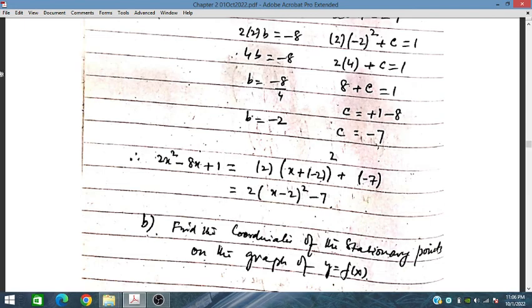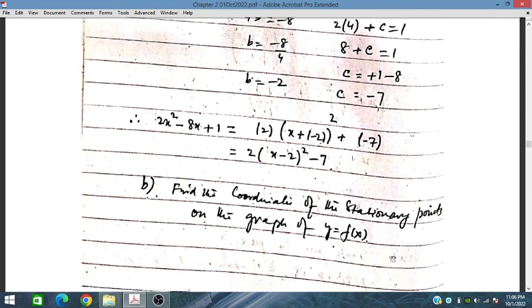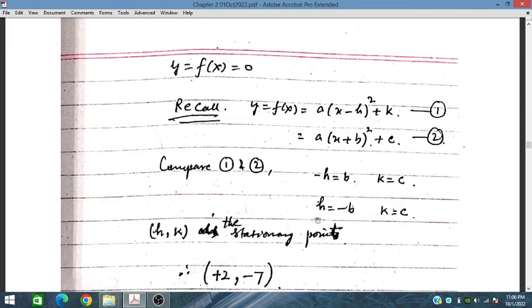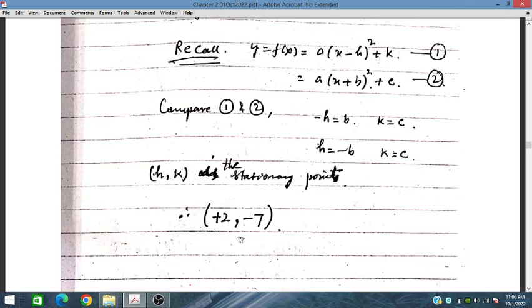To find the coordinates of a stationary point on the graph, we put the value equal to 0. We have the stationary point at (h, k), which is also a turning point. This (h, k) is a turning point. So we have these stationary points.